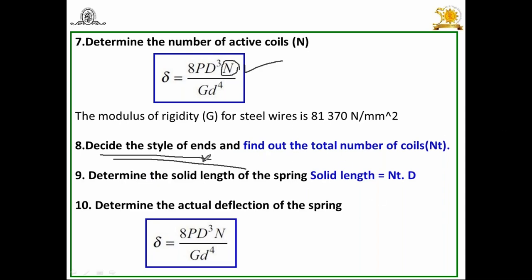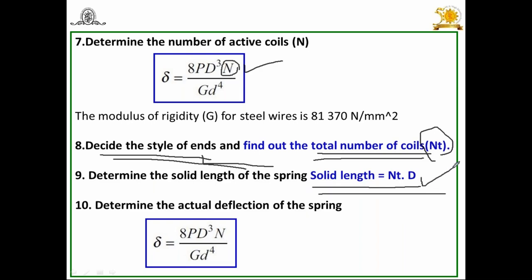Then, based on this style, you have to decide the number of active turns. And once you know the number of active turns, you can easily find out the total number of coils, that is NT. Once you get the NT, you have to find out the solid length. Solid length means NT into d. And once you get the solid length, last one, the actual deflection, you can find out using the same relation.